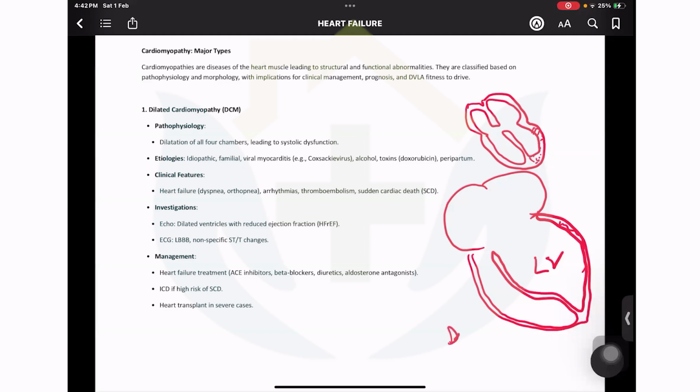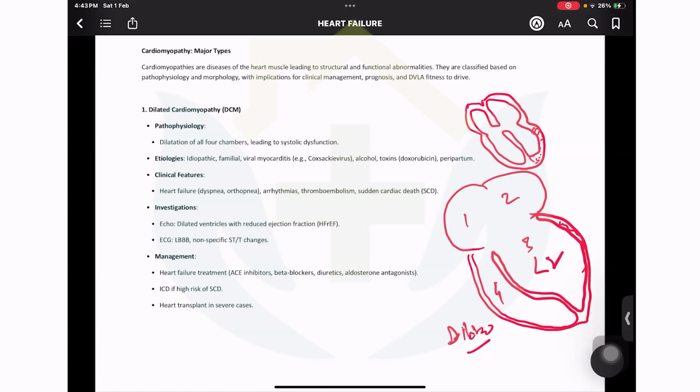By definition, all four chambers, one, two, three, four, should be in a dilated state. Not because there is a lot of volume in it, but because the muscle has given away and it has dilated. So there is dilatation of all four chambers, thinning of the muscle, and muscle means systolic function. Muscle means strength. Muscle means tone of the heart. That is lost, leading to systolic dysfunction. One of the major reasons for heart failure with reduced ejection fraction.